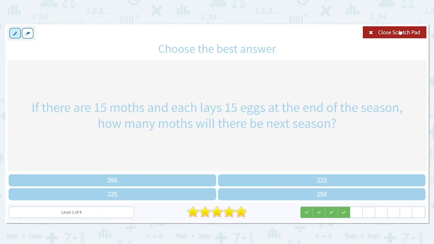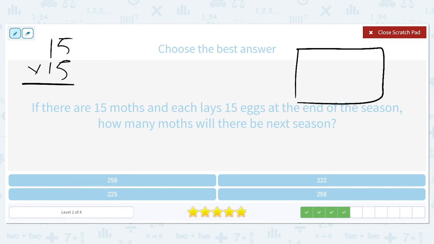If there are 15 moths and each lay 15 eggs at the end of the season, how many moths will there be next season? So we're going to have to multiply 15 times 15. Now, we'll set our box up. 15 can be broken up into 10 and 5. And the other 15 can also be broken up into 10 and 5.